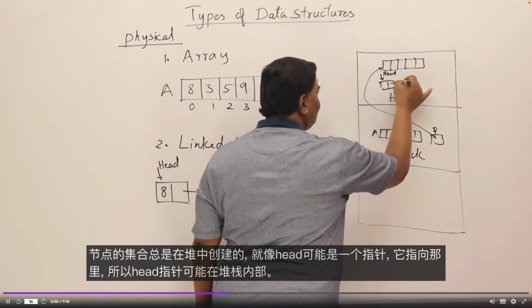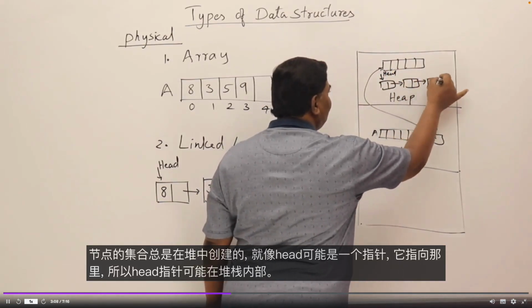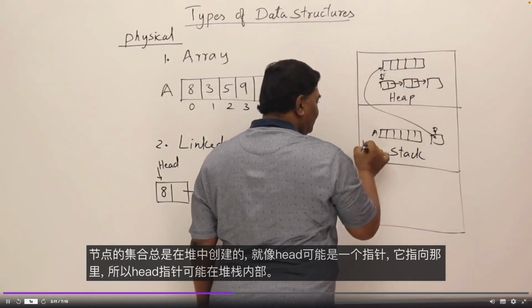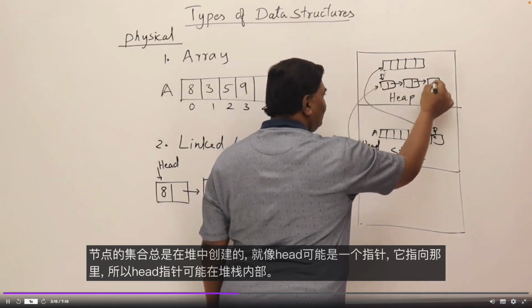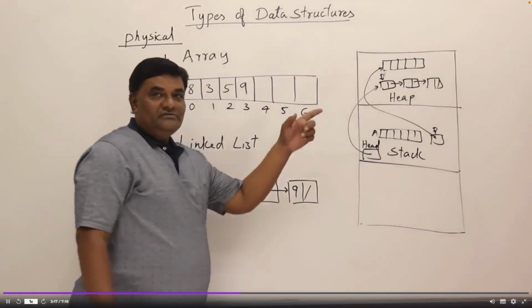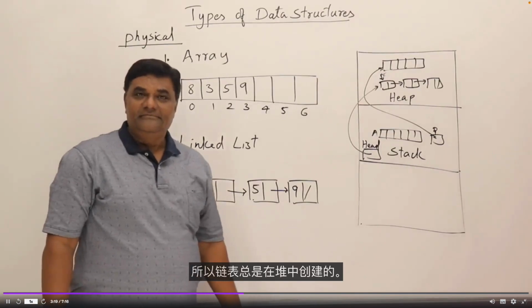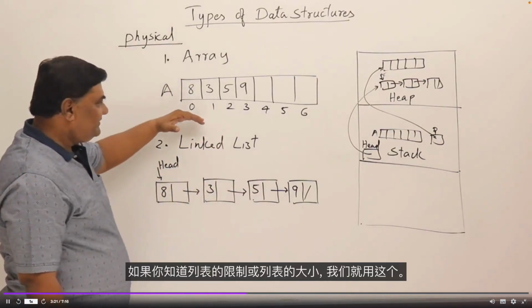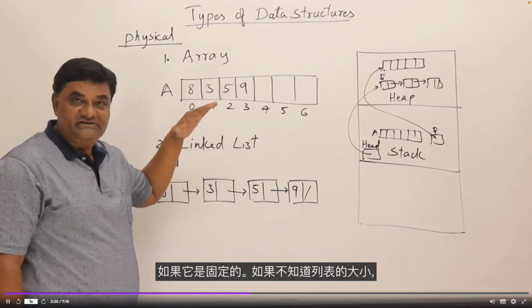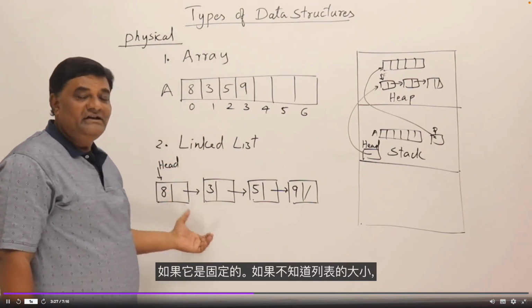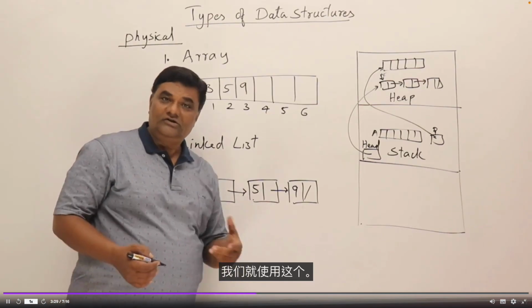The collection of nodes is always created in a heap. Like head may be a pointer that is pointing there, so the head pointer may be inside the stack. So a linked list is always created in the heap. We go with an array if you know the limit of the list or if the size of the list is fixed. And we go with a linked list if the size of the list is not known.